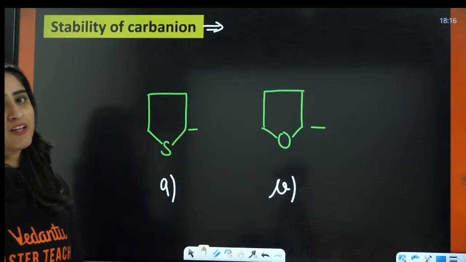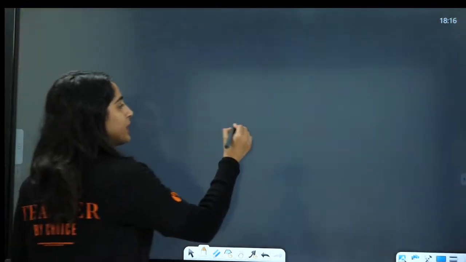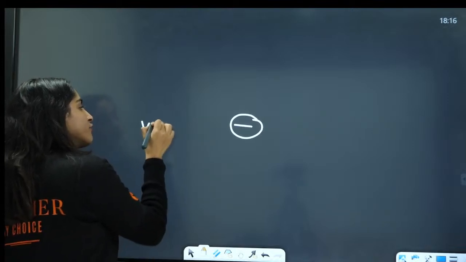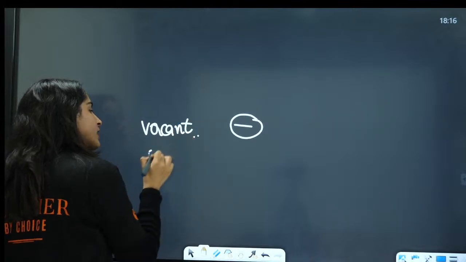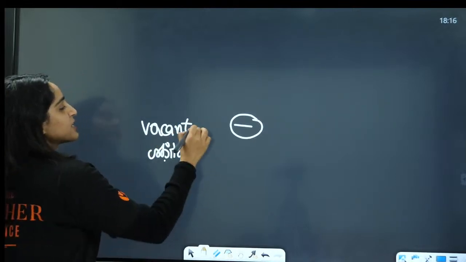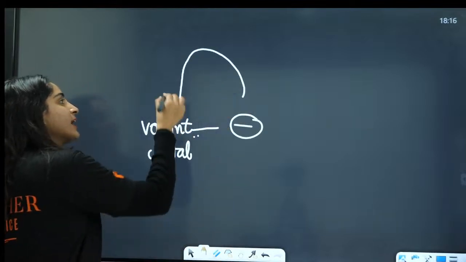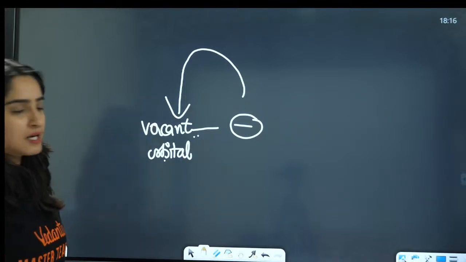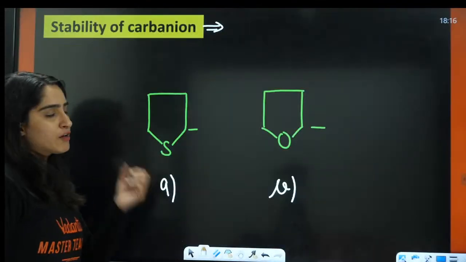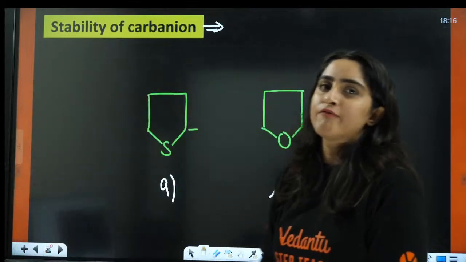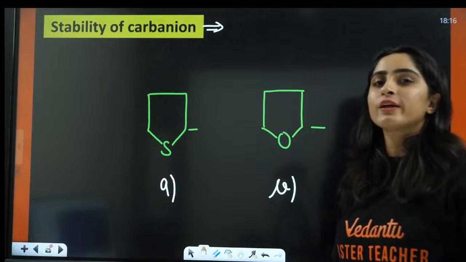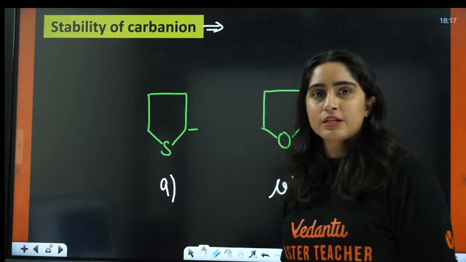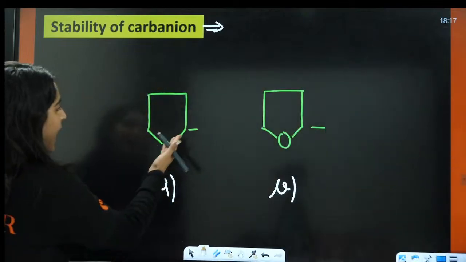Here also back bonding will occur, right? If this is negative, this is electron rich. It needs some vacant orbitals on the adjacent position so as to donate the electrons to these vacant orbitals, and hence back bonding will occur in this case, right? So tell me, does sulfur have vacant orbitals or does oxygen have vacant orbitals? From inorganic, you all know that oxygen does not have vacant orbitals, but sulfur has vacant d orbitals. So that means here the back bonding will occur.